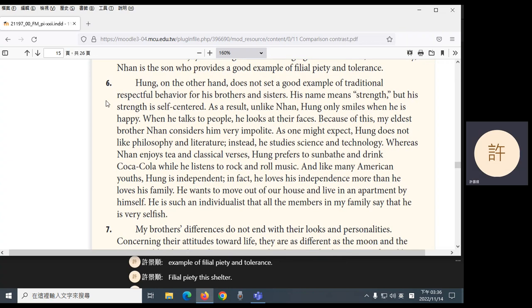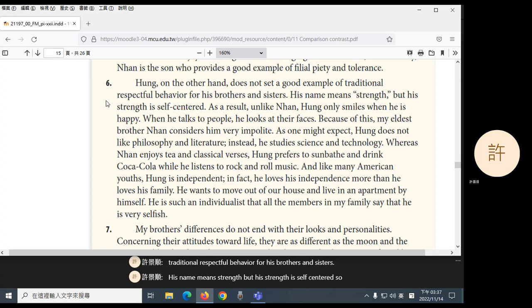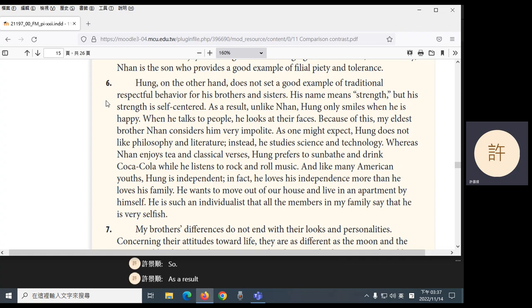"Hung, on the other hand, does not set a good example of traditional respectful behavior for his brothers and sisters. His name means strength, but his strength is self-centered," 自我中心. "As a result, unlike Nan, Hung only smiles when he is happy. When he talks to people, he looks at their faces. Because of this, my eldest brother Nan considers him very impolite. As one might expect, Hung does not like philosophy and literature. Instead, he studies science and technology."